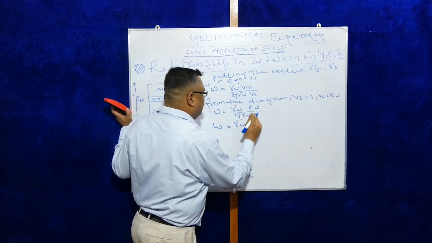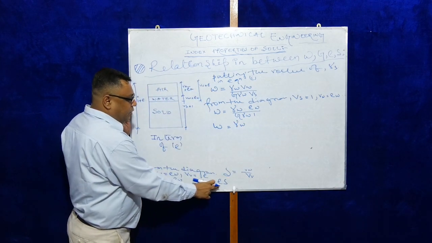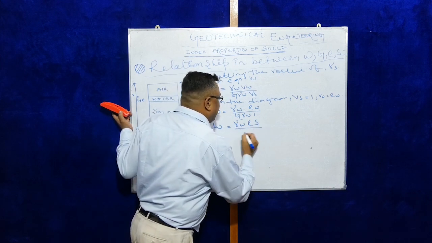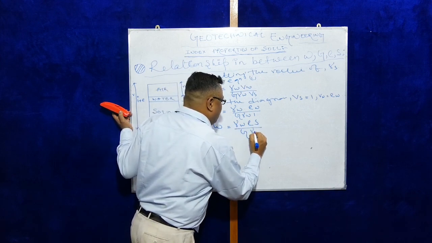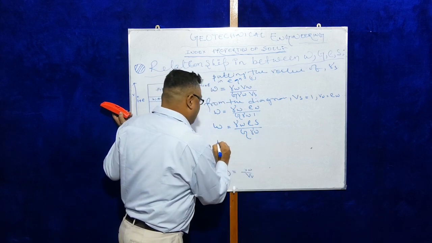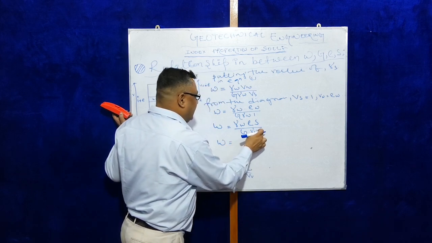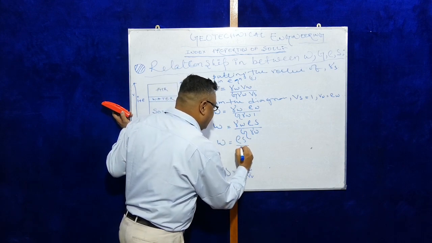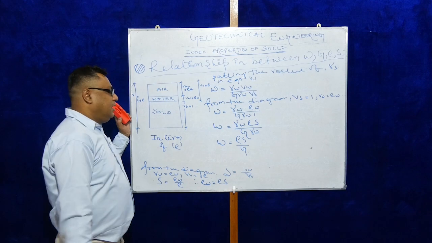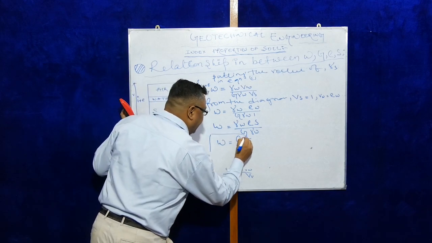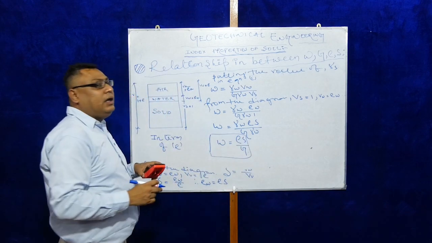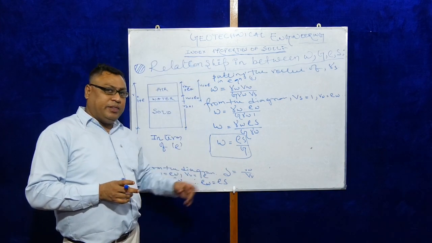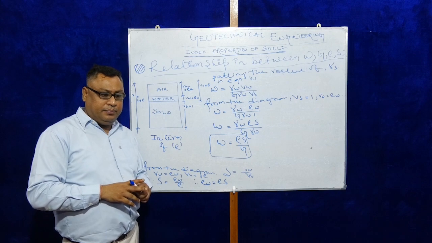Gamma W into, what is EW? EW is equal to ES. Then right here, EW is equal to ES by G into gamma W. And omega is equal to what? Cut the gamma W, and omega is equal to ES by G. This is the relationship between water content, void ratio, degree of saturation and specific gravity of soil.